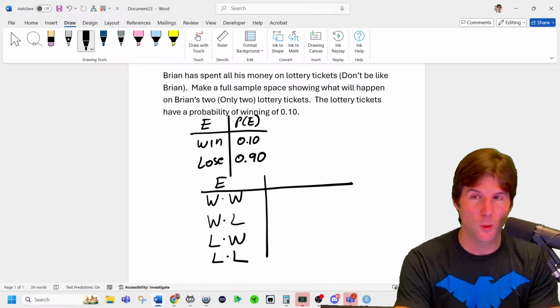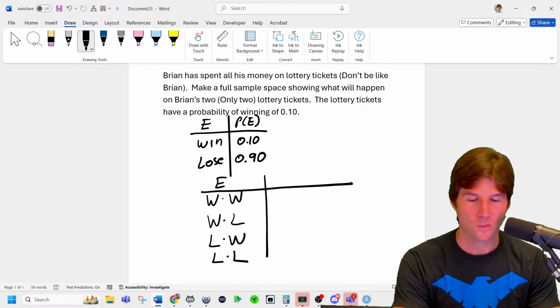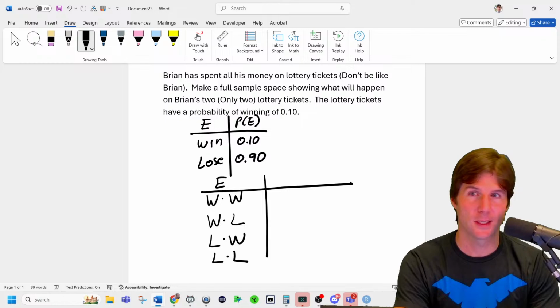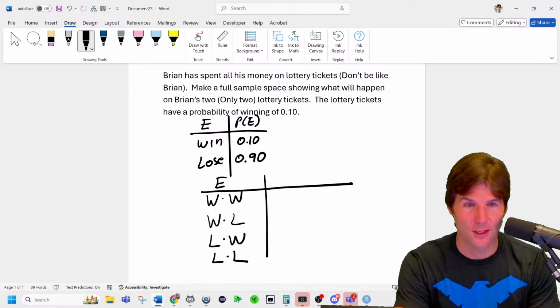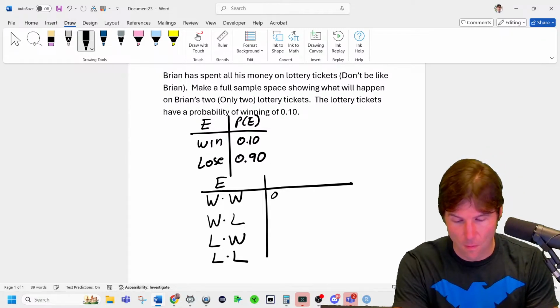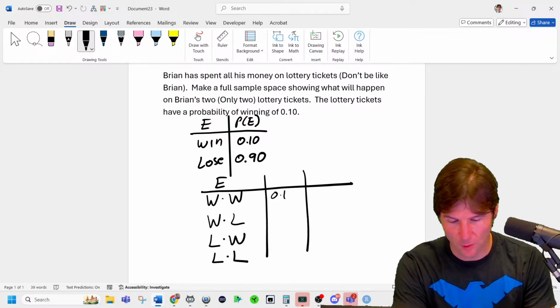So what's the probability you win on both your lottery tickets? Ah, great job, Rob, right there. So we'll do that. We'll write math right here. Math, and then answer.